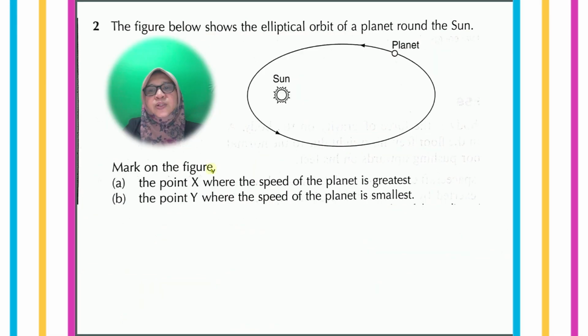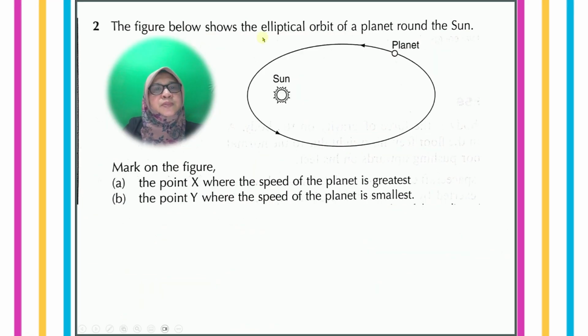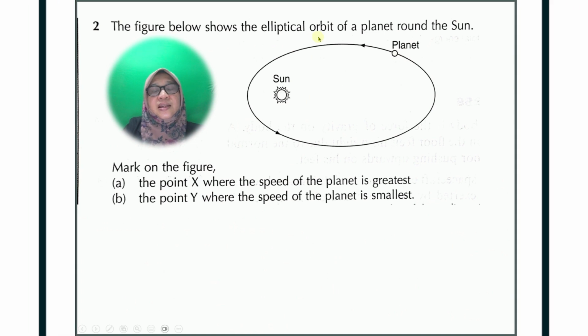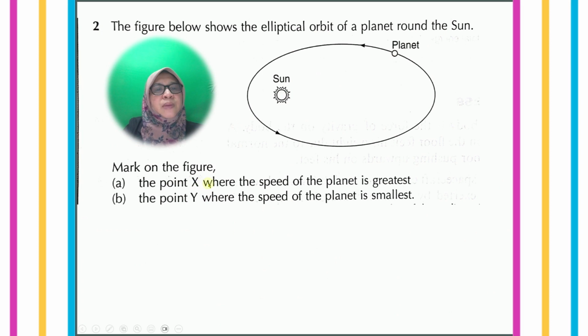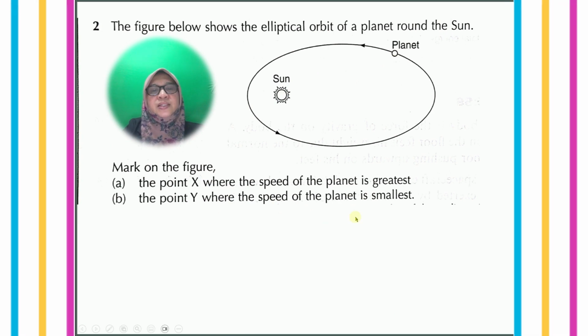Next we go to question 2. The figure below shows the elliptical orbit of a planet round the sun. Mark on the figure the point X where the speed of the planet is greatest, and the point Y where the speed of the planet is the smallest.